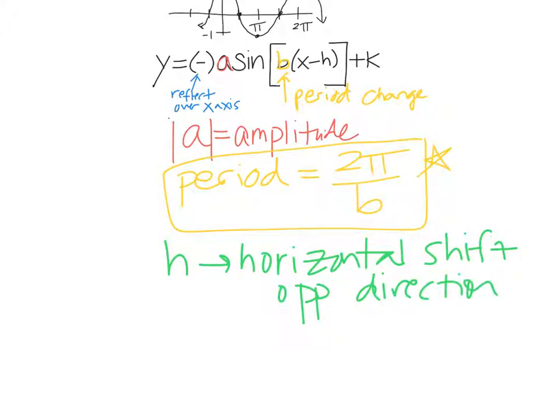And then K, I ran out of colors. K is going to be a shift up or down in the same direction. Just like if you had a number inside your parabola that shifts the opposite direction, and the number on the outside shifts it the same direction, up or down. Okay, are you ready to do some of these?